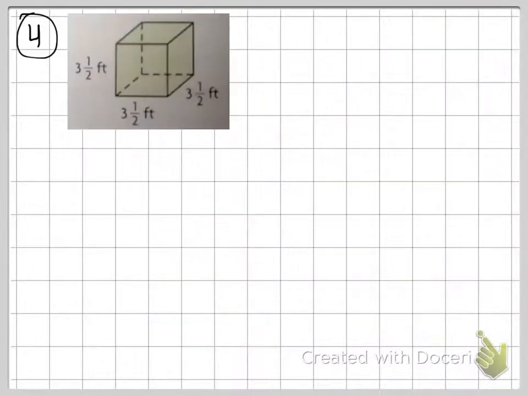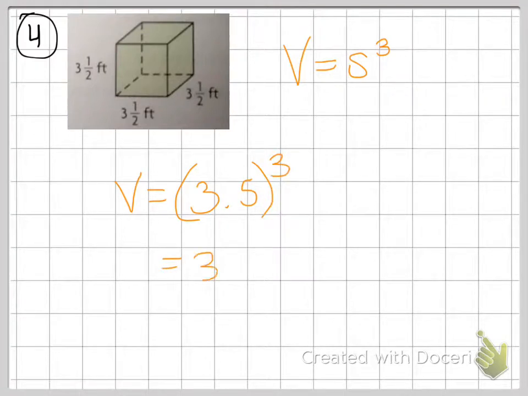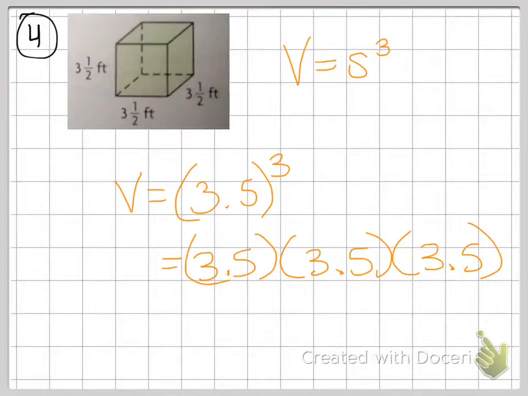And lastly, we are finding the volume of a cube. Knowing that a cube has all of the same dimensions for all sides, and our length, width, and height would be the same, we can find the volume by simply cubing one side's dimension. So volume can be found for this one by doing 3.5 cubed, which is the same as 3.5 times 3.5 times 3.5. Do not think that you are just simply multiplying 3.5 times 3. You're multiplying it by itself 3 times.